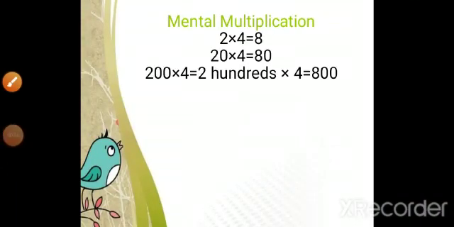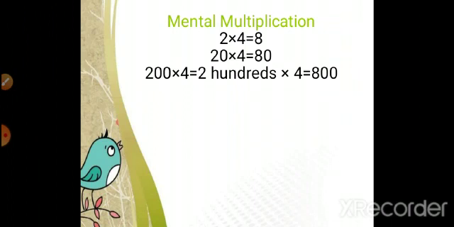Now coming towards multiplying by hundreds. As we did, 2 fours are 8, and 20 multiplied by 4 is equal to 80. So here we have 200-rupee notes, which have a value of 200. Let us multiply 200 by 4. How many 100 rupee notes are there altogether? There are 8, so 800 rupees. So 200 multiplied by 4 is equal to 800.